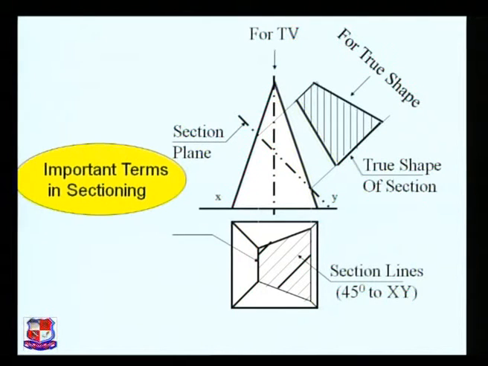These are the section lines, which are drawn at an angle of 45 degrees to the reference line, and here the reference line is the XY line. It also shows the sectional top view, drawn below the XY line, and this is the apparent shape of the section. Apparent shape means it is not a true shape. Whichever shape is visible in that particular view is called the apparent shape. So it is represented over here.